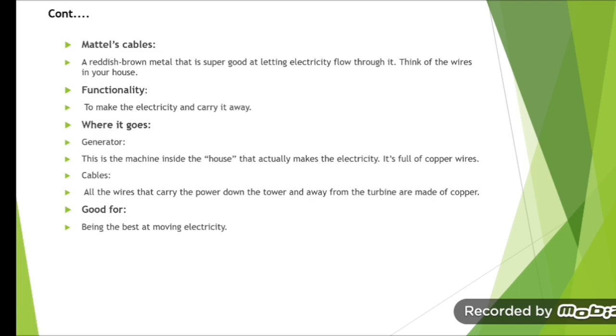Copper cables. A reddish-brown metal that is super good at letting electricity flow through it. Think of the wires in your house. Its functionality is to carry the electricity away. Where is it present in the wind turbines? In the generator. This is the machine inside the housing that actually makes the electricity. It is full of copper wires. Also in the cables of the wind turbines, all the wires that carry the power down the tower and away from the turbines are made of copper. It is good for being the best at moving electricity.